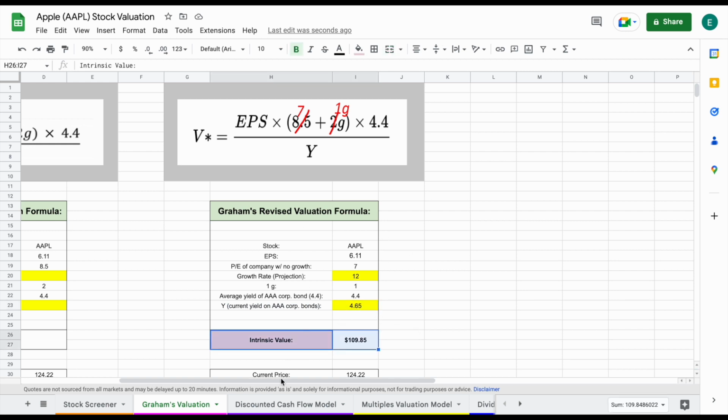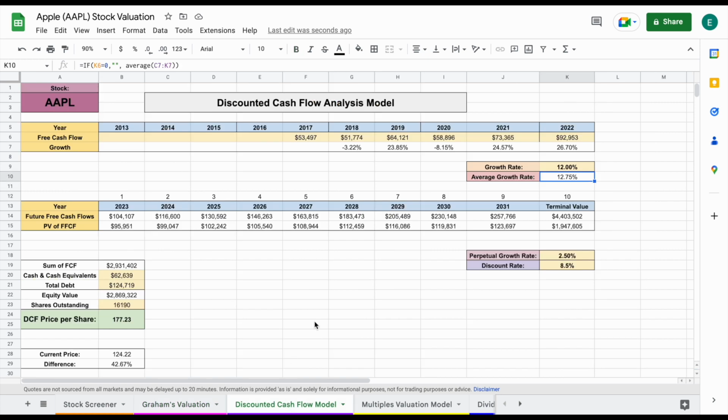But let's go ahead and jump into our next valuation, which is going to be our discounted cash flow analysis. And if you're not familiar with this valuation model, essentially what it does is it values a company based on how much they're projecting the future free cash flows for this company will be.